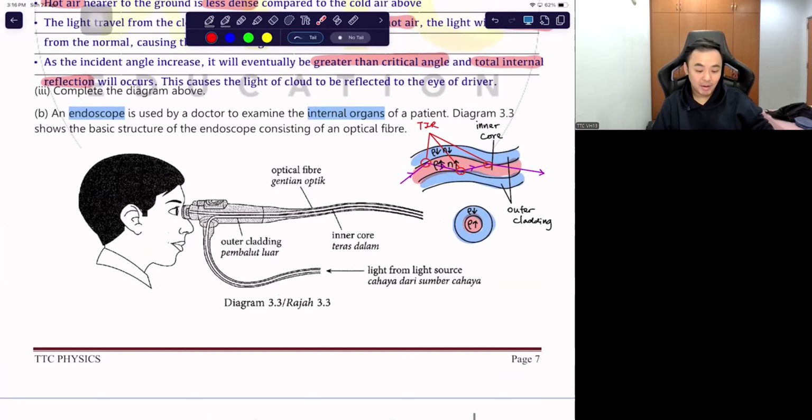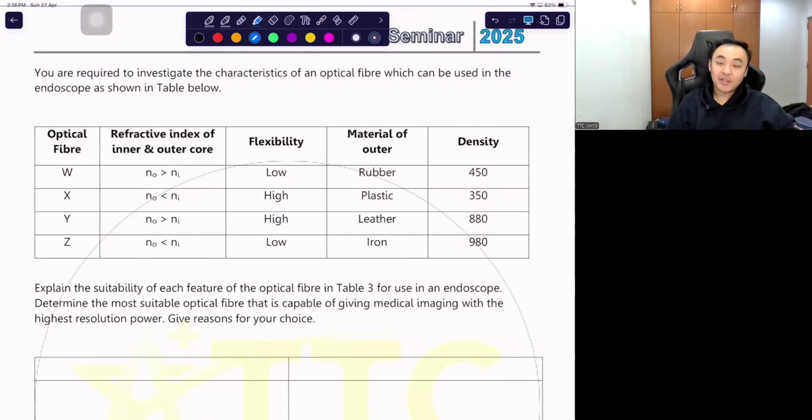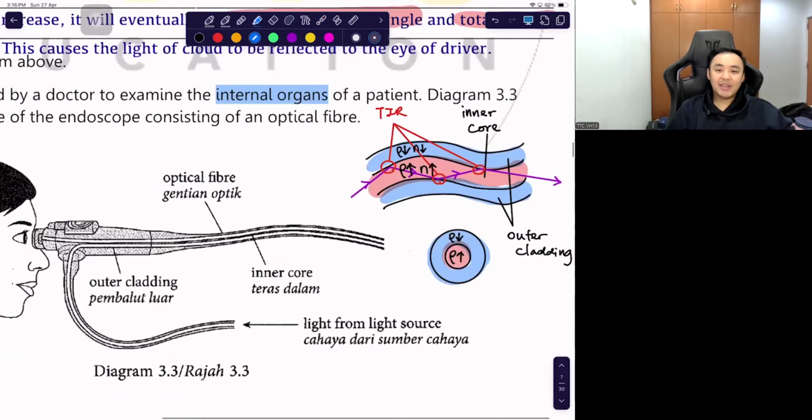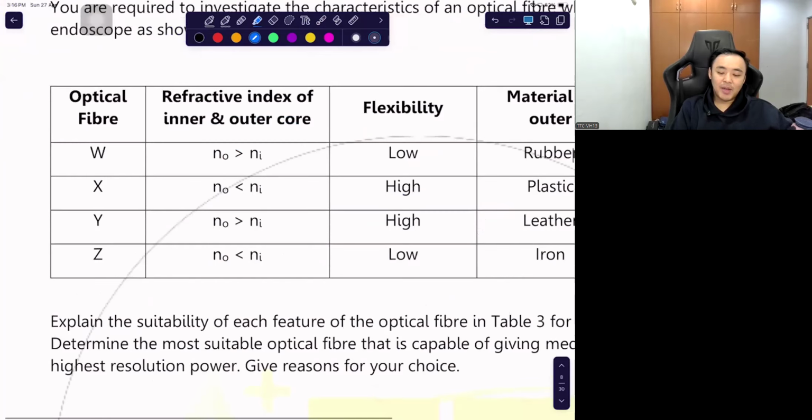Okay. All right. Now come choose. We need to find the most suitable one. First thing, got answer already, right? What's the answer for the first one? The refractive index of inner core and outer core. Which one has to be higher again? Inside denser means inside refractive index higher, right? Then outer must be lower.